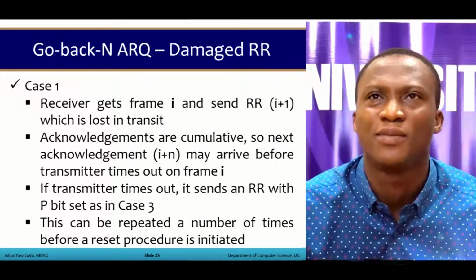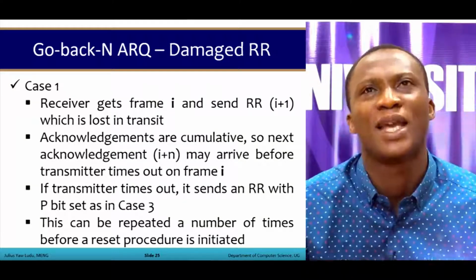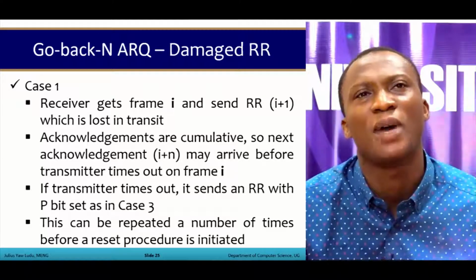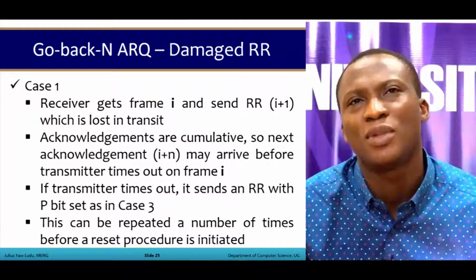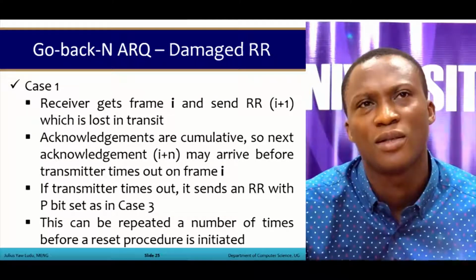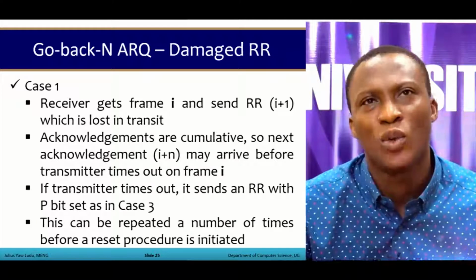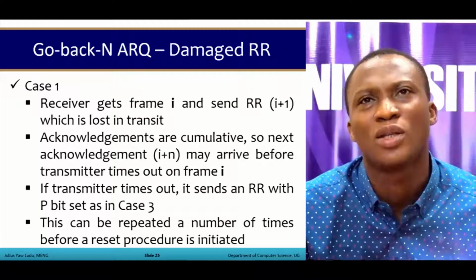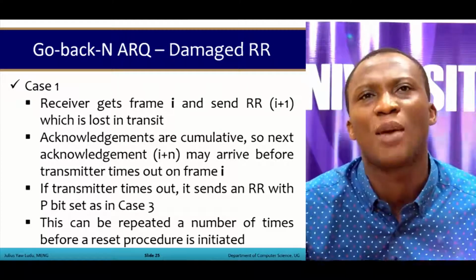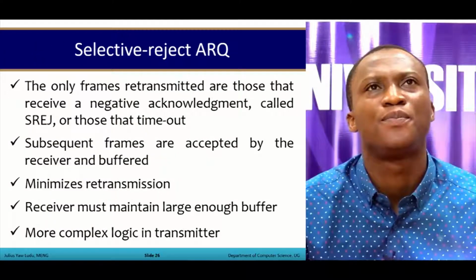acknowledgements are accumulated. So the next acknowledgement will be I plus N, and this may arrive before the transmitter times out on frame I. Now if the transmitter times out, it sends an RR with the P bit. Remember we set the P bit to 1. So it does the same thing. Once there's a timeout, it will send the RR with a P bit. And this can be repeated a number of times before a reset procedure is initiated.